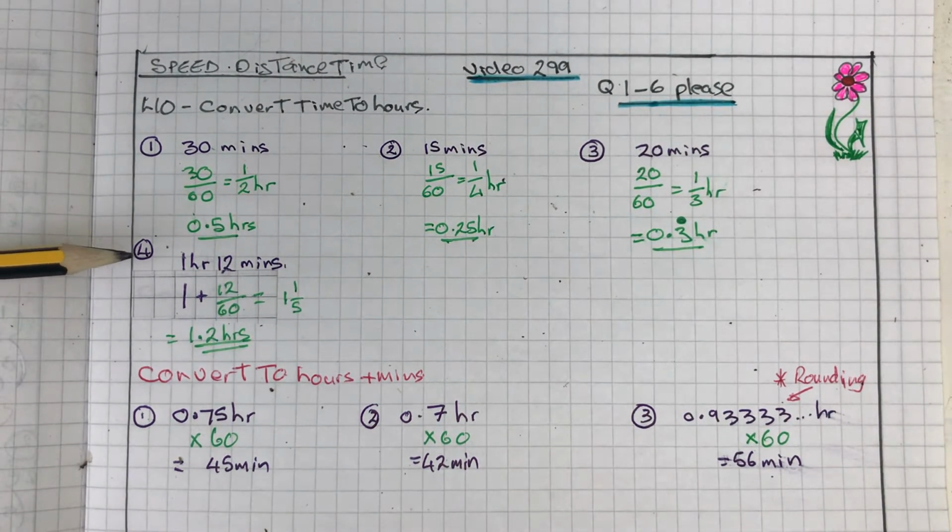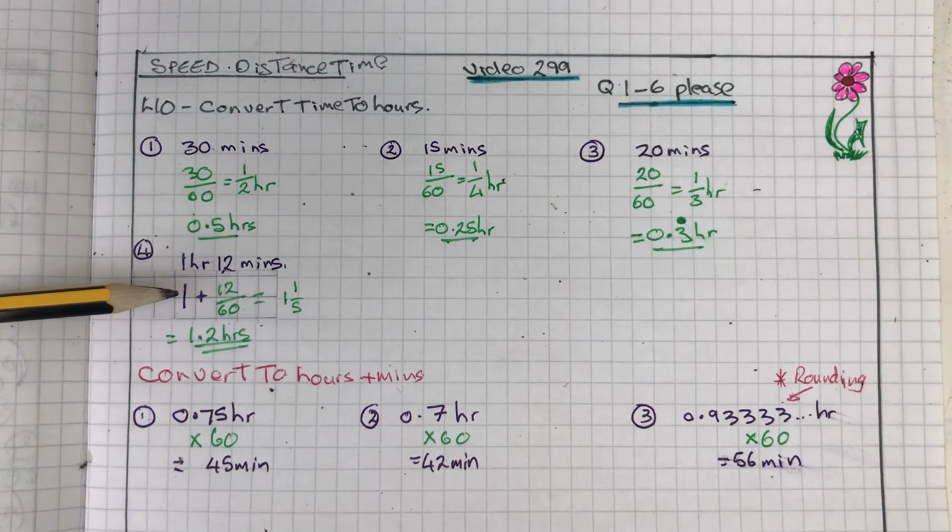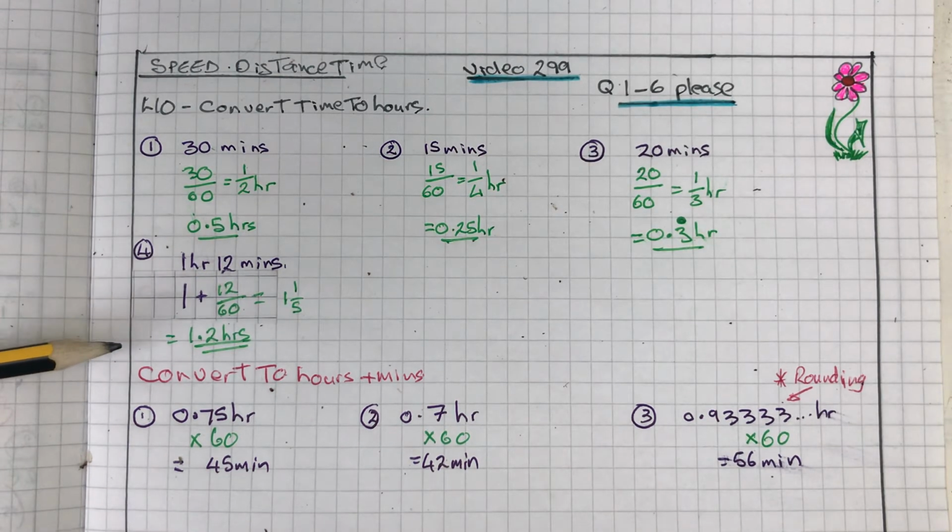What happens if I've got a time greater than an hour? Well, if I've got 1 hour and 12 minutes, put the 1 hour over to the side, but the 12 divided by 60 is a fifth. So I've got 1 1/5 hours, and 1/5 as a decimal is 0.2, so it's 1.2 hours. So that's what I would enter into my calculator.